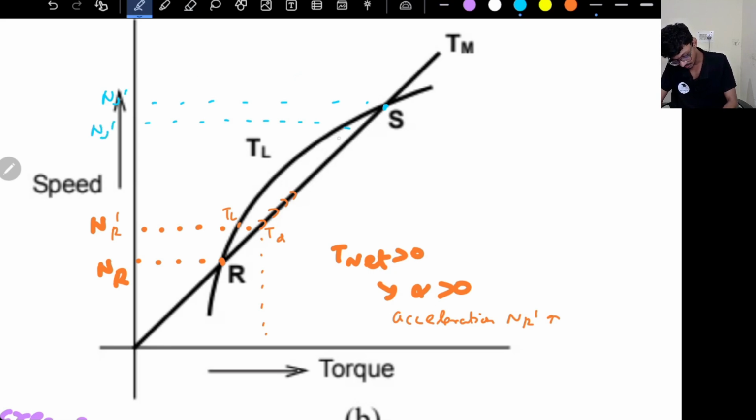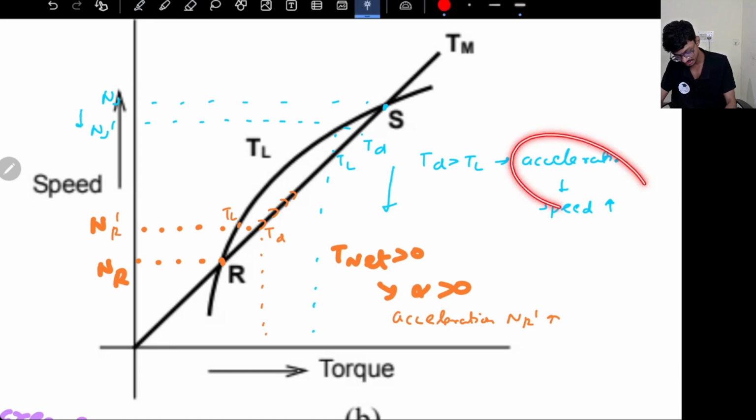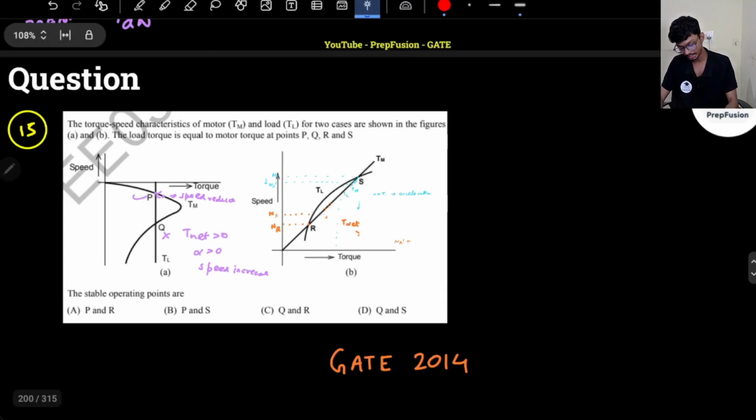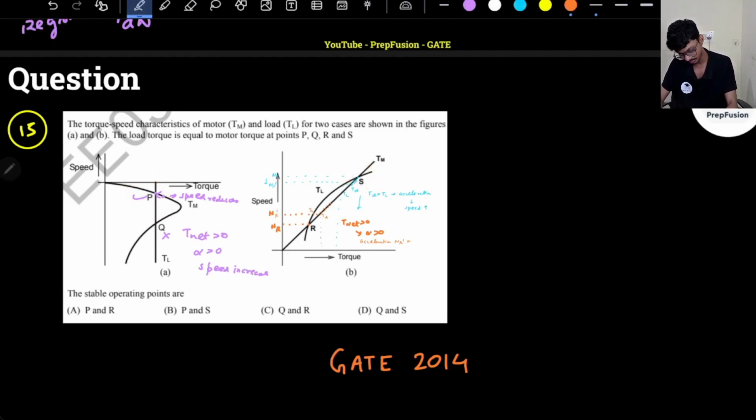So if I observe, this is the torque here, right? Again the load torque, and this is the developed torque, right? Again I see that the developed torque is greater than load torque, so there will be acceleration. If there is acceleration, speed will increase. So I see I am reducing the speed from n to n dash, but speed is increasing. So it is again going back to the s point only. So I can say that p and s points will be the stable points. So p and s will be the stable points. That is option B.